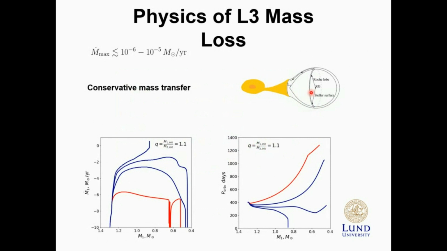So imagine 2 stars. One of them is a red giant on the right, and another one is a small, more compact normal star like the Sun, a main sequence star.